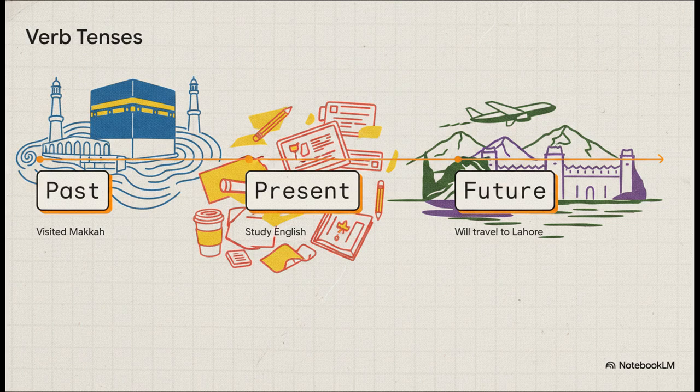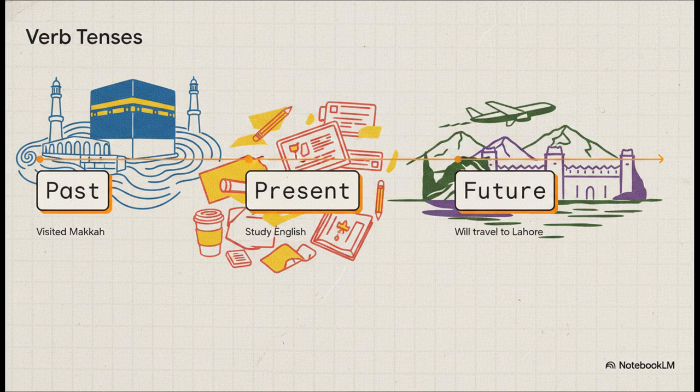Then we move into the present. I study English. That's happening right now or regularly. And finally, we look to the future. I will travel to Lahore. The action is going to happen later. This timeline is such a great visual mnemonic. Whenever you're writing a sentence in an exam, just visualize this timeline.